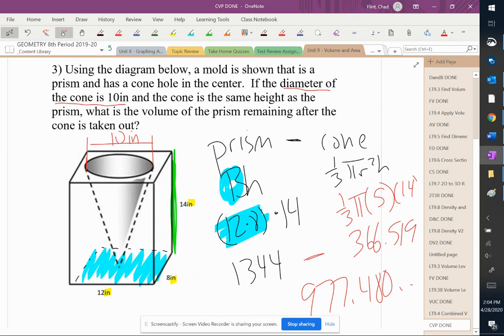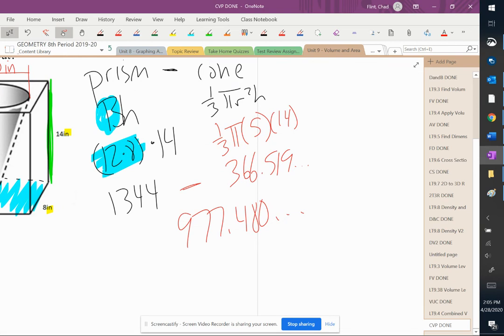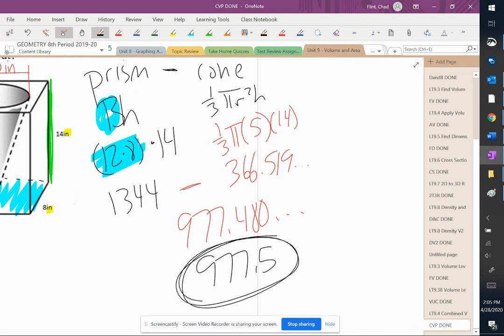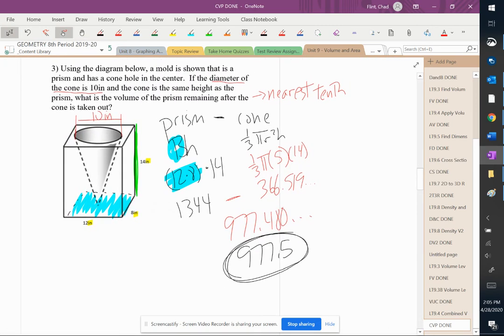It doesn't say what to round to. So we're going to put nearest tenth here, and it'll say that when you're doing your problem. I'll add that in. So nearest tenth, which is going to be 977.5. So that's our volume there. So be careful because we can get in the habit of constantly adding the two shapes together, and it's not always going to be that case.